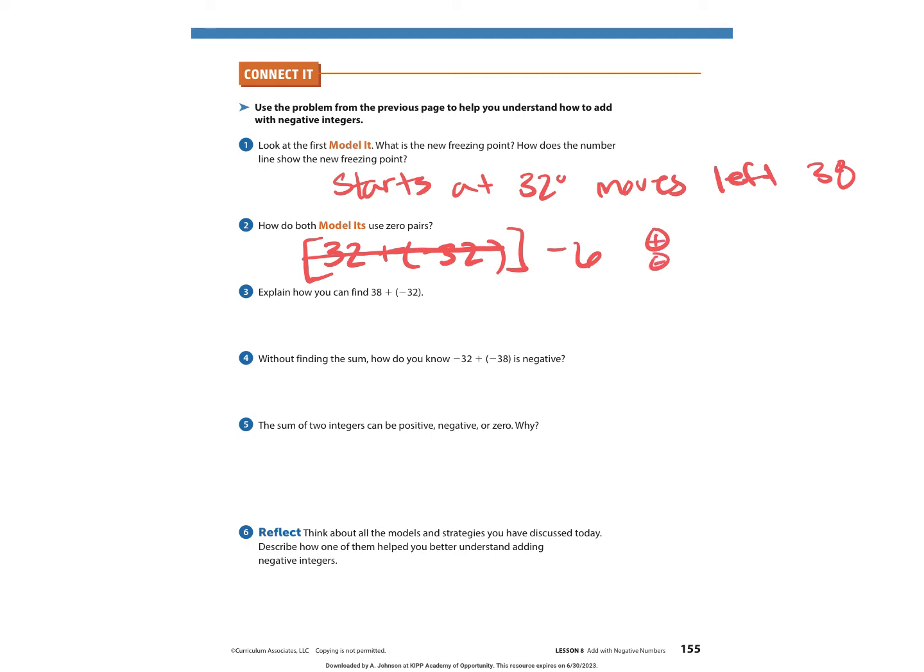So explain how to find 38 plus -32. So you would start at 38 on a number line. Then move 32 spaces to the left, right? So this time you've got 38 positives and 32 negatives. So you still have 32 zero pairs, but this time you have more positives. So that's going to leave you with +6.